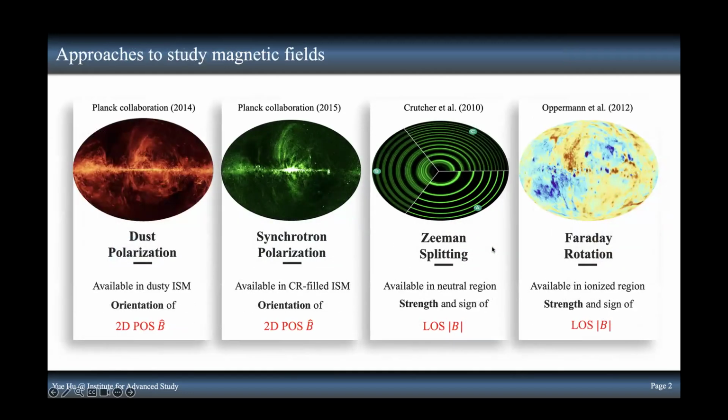As we already heard in yesterday's talk and also Manush's talk, typically we have 4 approaches to trace magnetic fields. The most common way is dust polarization, and typically it can only give the orientation of the 2D magnetic field on the plane of sky. Of course, if you are interested in the ionized phase of the ISM, you can also use synchrotron polarization, which can also tell us the 2D magnetic field orientation on the plane of sky. Zeeman splitting and Faraday rotation can directly detect the strength and sign of the line of sight magnetic field strength. And as shown in Manush's talk, if we have multiple wavelength observations, we can also infer the 3-dimensional magnetic field structure from Faraday rotation and Zeeman splitting.